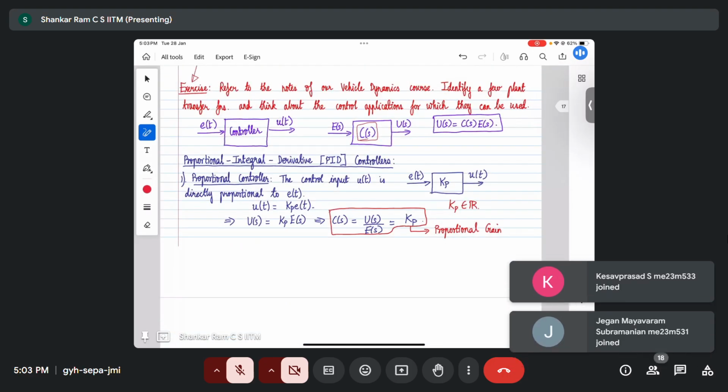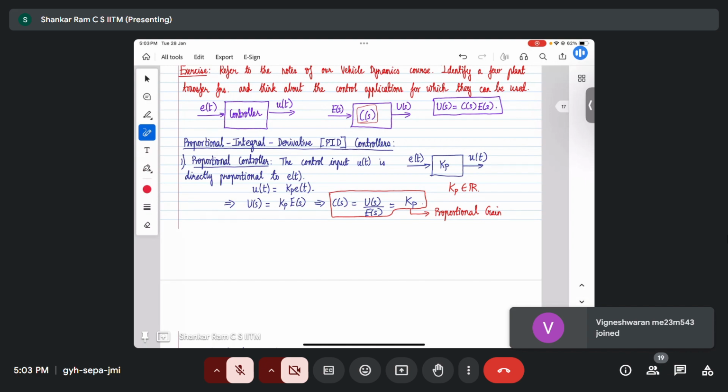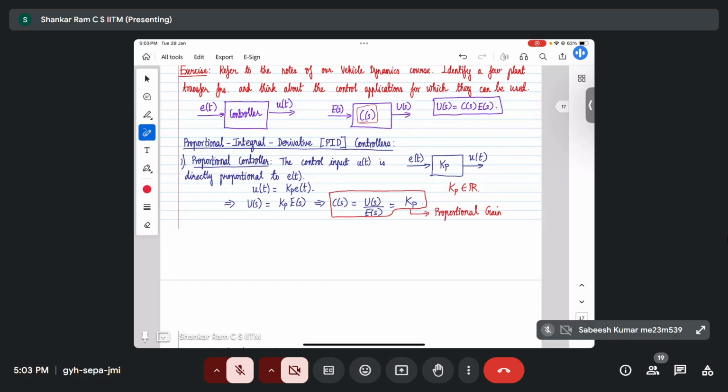Okay, so in that regard, the PID controller is a very popular controller. The full form for PID is proportional integral and derivative controller. So in today's class, let's look at the structure of this PID controller, and also what the features of this are, and how we go forward with this, right?